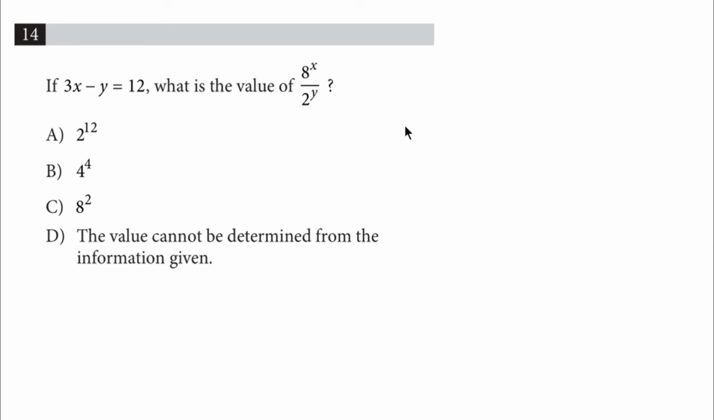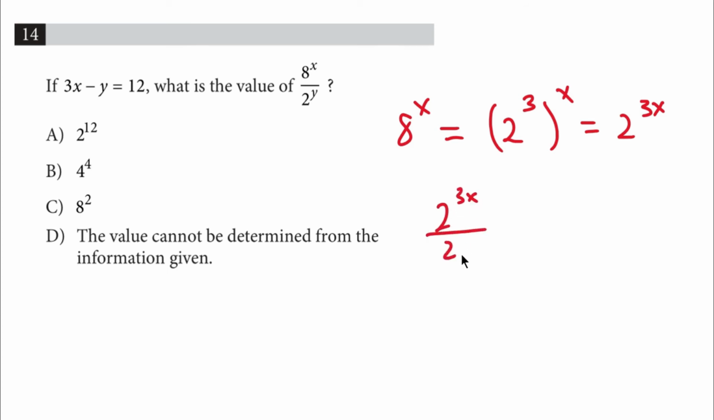First, you have to understand that a to the power of x is actually 2 to the power of 3, all to the power of x, right? And that is equal to 2 to the power of 3x. Now let's plug that in instead of this: 2 to the power of 3x divided by 2 to the power of y.